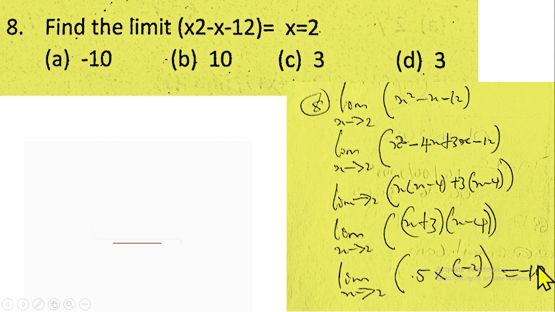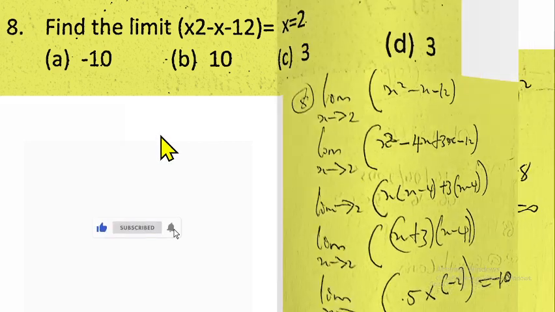Times multiply together, that will give us a minus 10. So in either case, you will still get the same answer. So option A is the correct option for question number 8.